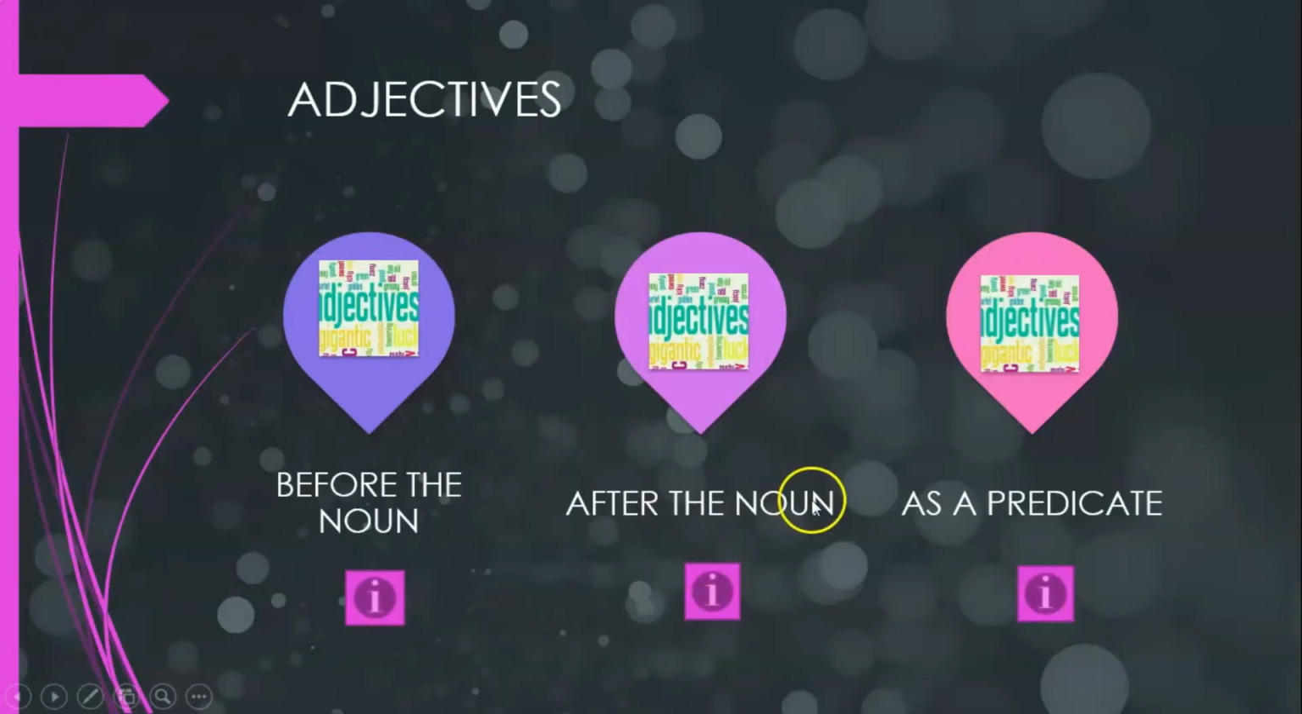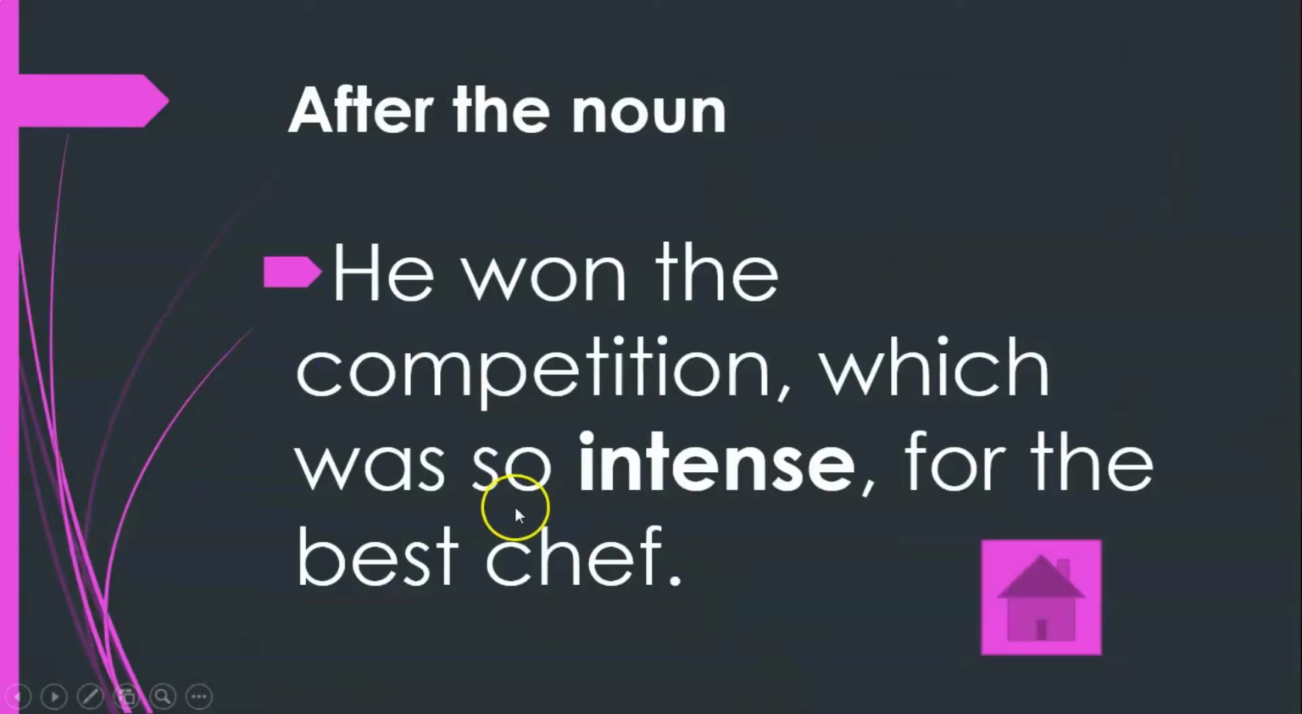Now let's look at an example of an adjective after the noun. So here we read the sentence, he won the competition, which was so intense, for the best chef. Here we see that competition is the noun, and intense is the adjective that is describing that noun, but it's after it. You can see here the arrow that is showing that it is after it, and we are also using a relative clause.